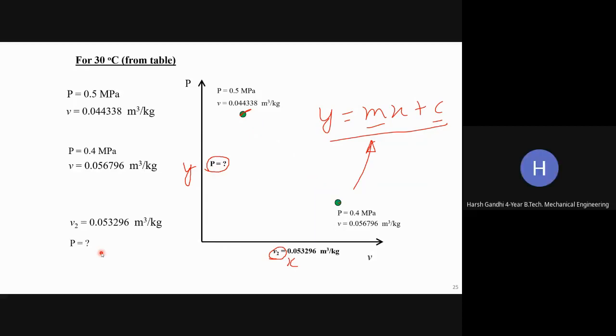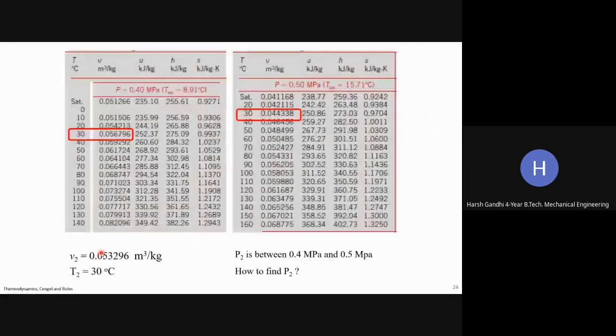So can't we do PV equal to constant? PV is equal to constant. Would that also give the exact value for that?